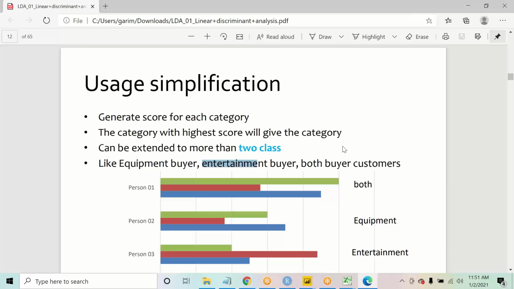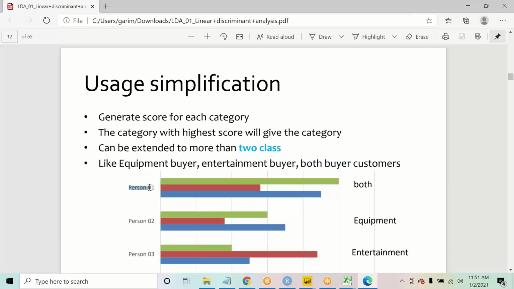So in the LDA approach, the LDA model will give a score. What is the score that he will buy equipment? What is the score he will buy entertainment? What is the score he will buy both? Now, the higher the score, it will predict that category, right?